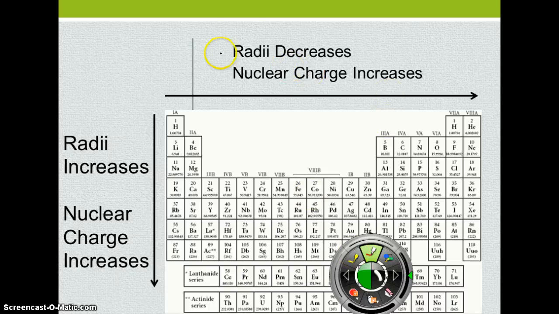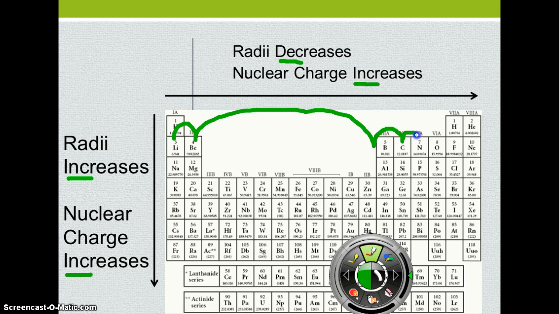Your radius is going to decrease as you move left to right. Radii decrease left to right. Radii are going to increase top to bottom. Your nuclear charge is going to increase in both directions, because as you move across the periodic table, you're adding more protons to the nucleus, so it's going to increase. As you move down, you're adding more protons to the nucleus, so your nuclear charge is going to increase.